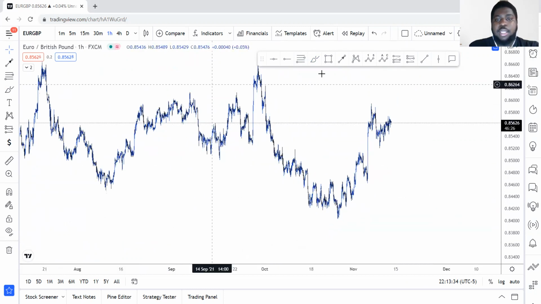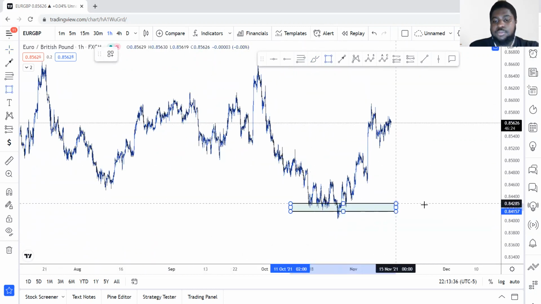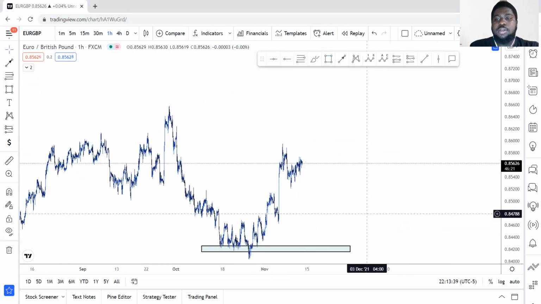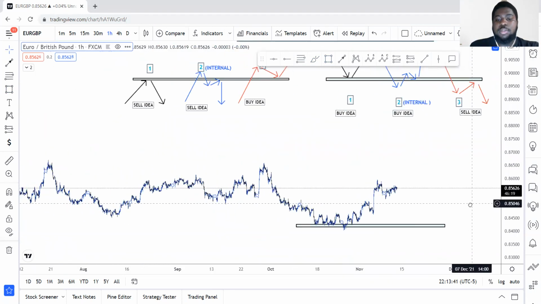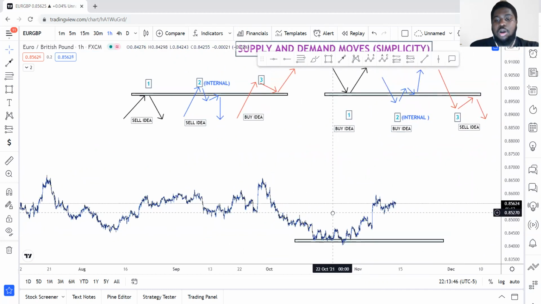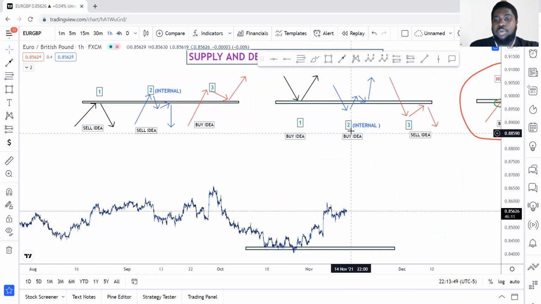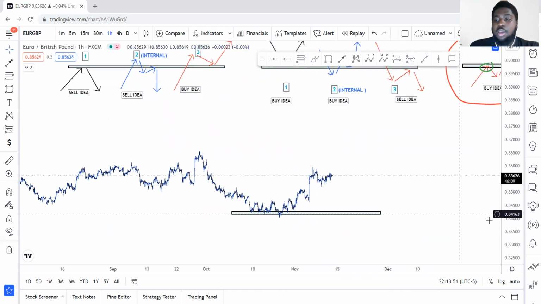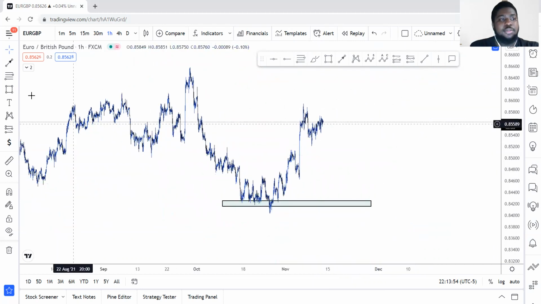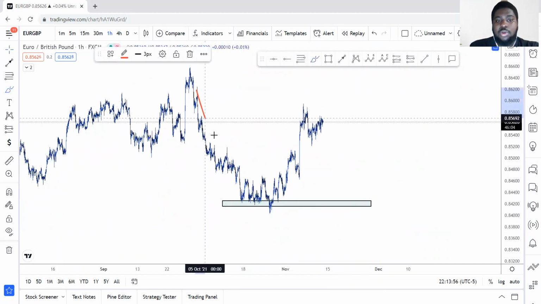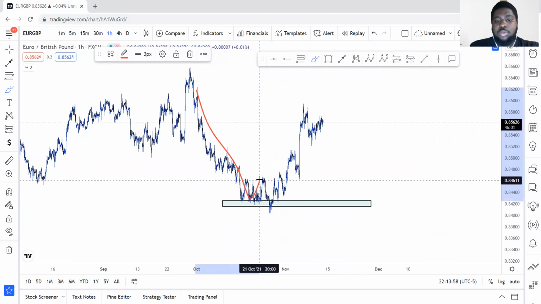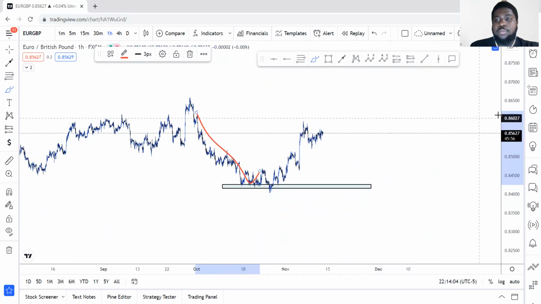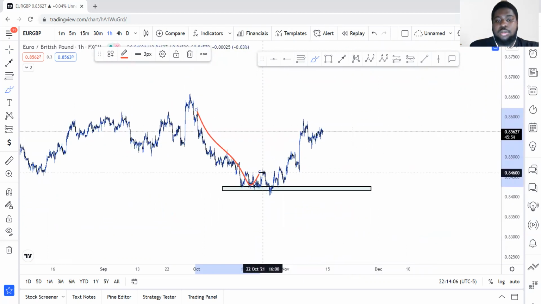So for example, we can look at a supply and demand here. This is a nice supply and demand area, and this market structure was an example of number 2 for the buy idea. As we can see, price came all the way down. It had a little pullback, no problem. That's a little bit of number 1, but this is mainly number 2.